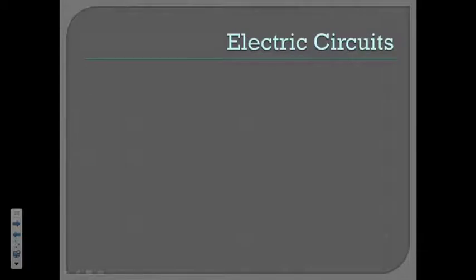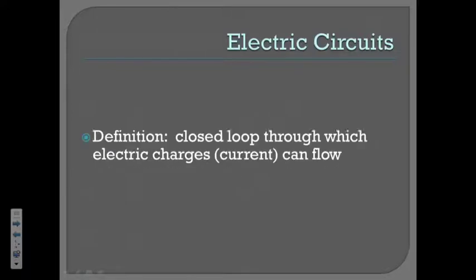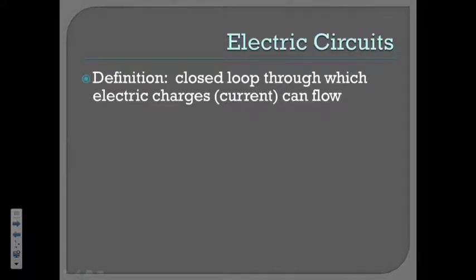All right, so let's talk about electric circuits now. Electric circuits are what we actually create to use the electricity. A definition is just a closed loop through which electric charges can flow. So there's got to be a closed loop. There are three conditions that an electric circuit must have for it to work, and if it does not have one of these three, the electric circuit will never work.